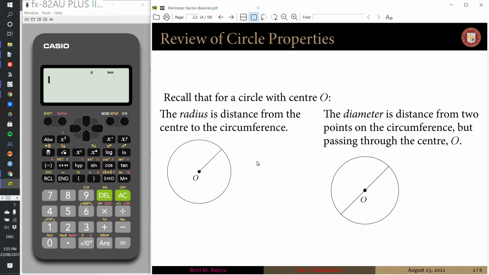So technically it's a chord that passes through the centre. It is important that you know the difference between the diameter and the radius, and their relationship is that the diameter is twice the radius.